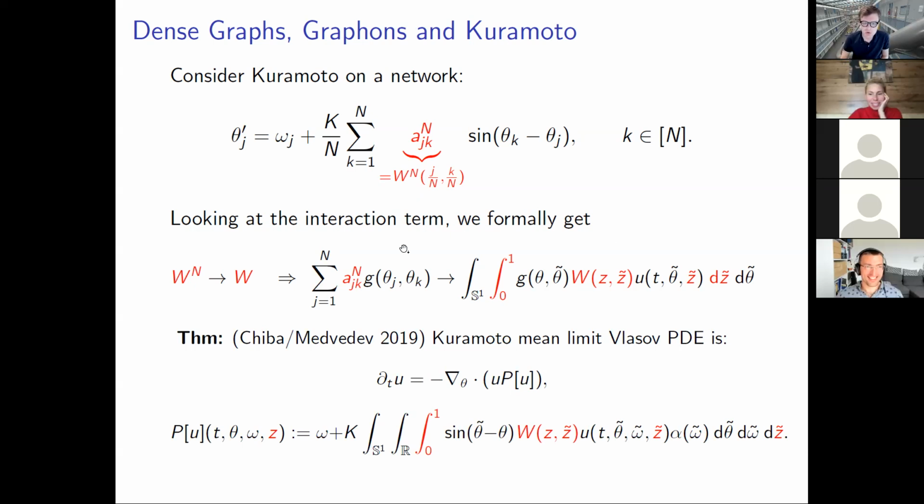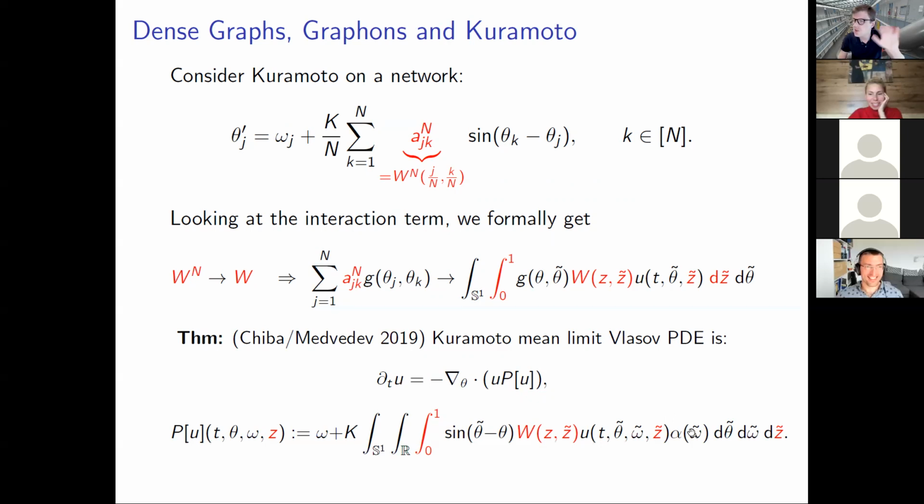So for the normal Kuramoto model, when G is equal to sign, you can actually make this precise, and you can prove the mean field graphon limit PDE. This was done by Chiba and Medvedev in 2016, the paper appeared in 2019. You get a limiting equation where there's an additional integral. So there's an integral over the frequencies, which is this R integral. This is just the distribution of the frequencies.